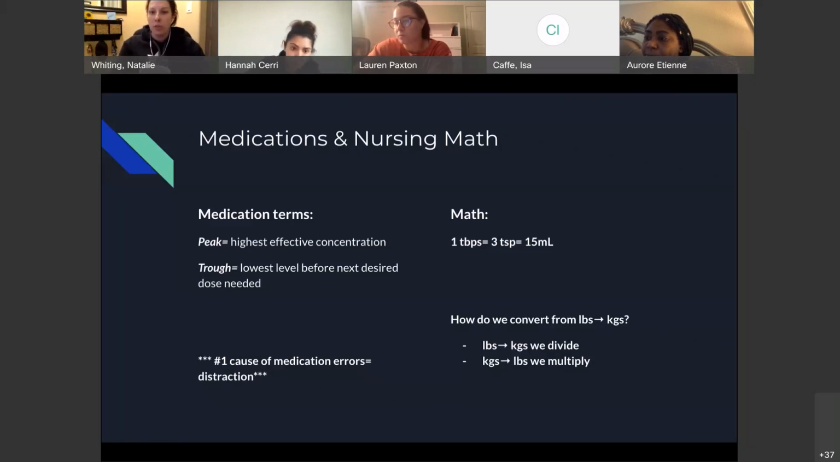Math to know these conversions: 1 tablespoon is equal to 3 teaspoons, which is equal to 15 milliliters. And then know your conversion from pounds to kilograms to pounds. Is everyone comfortable with that? Okay, for any of you who are not, you go from pounds to kilograms with division: we divide the weight in pounds by 2.2. To go from kilograms to pounds, we multiply by 2.2, right?